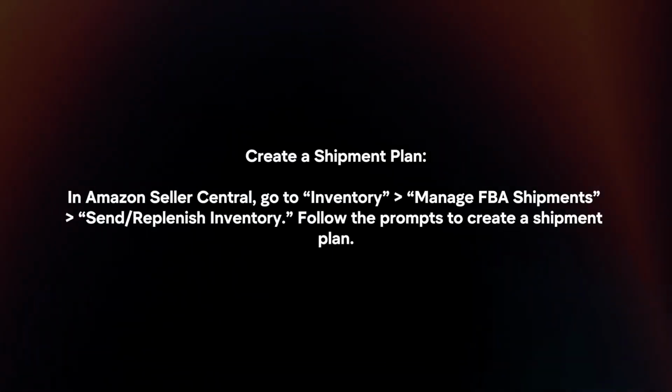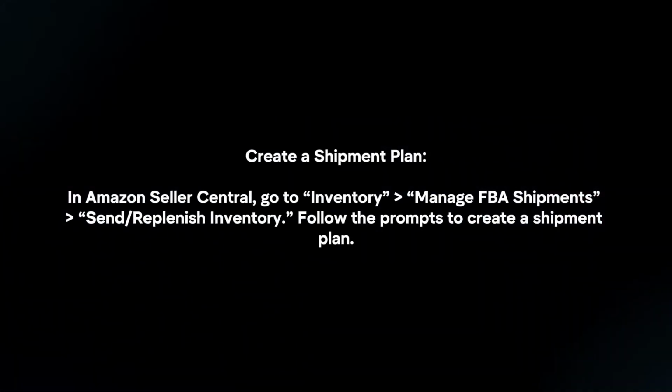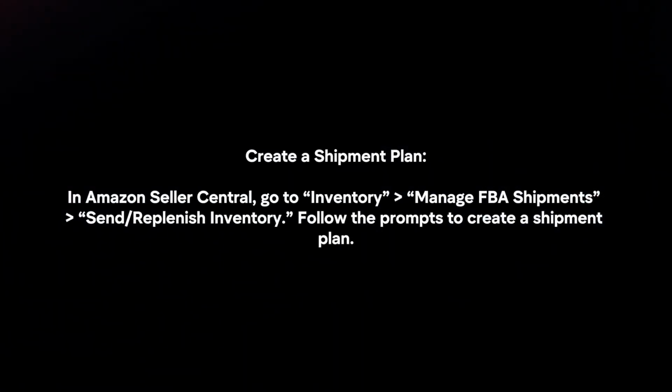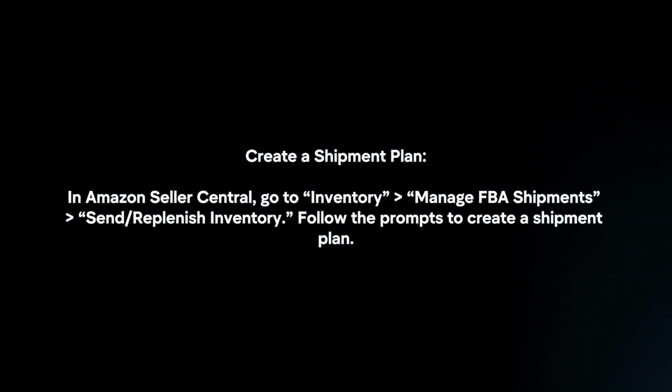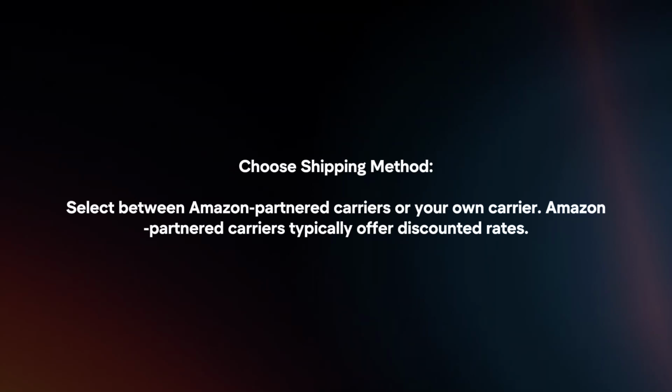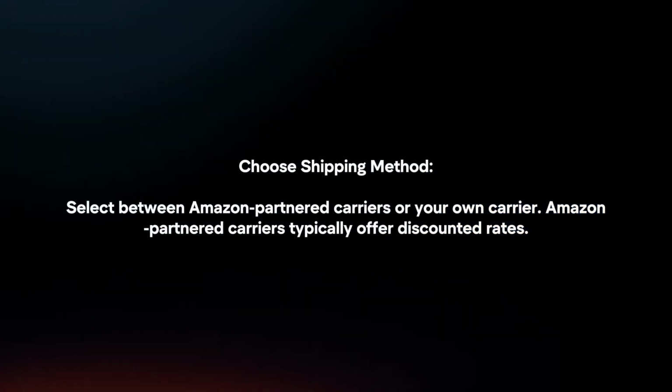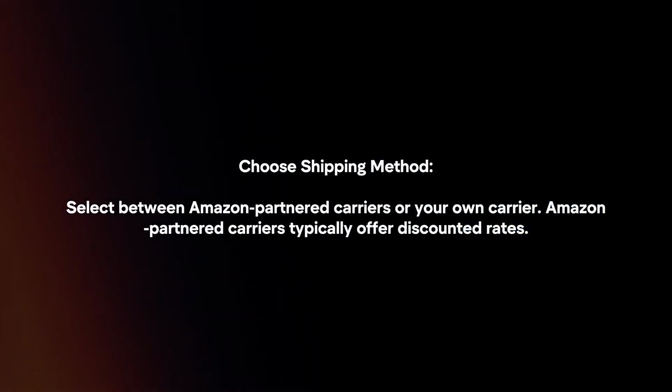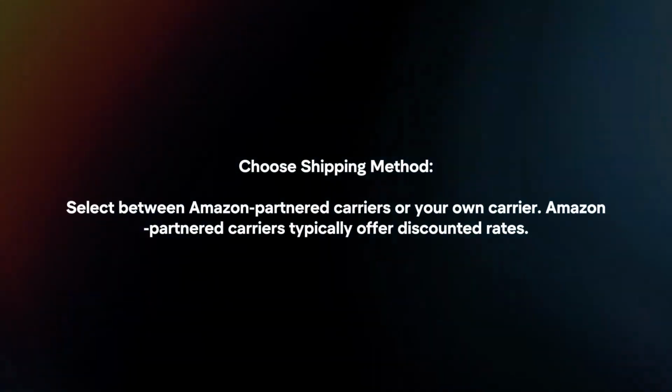Create a shipment plan. In Amazon Seller Central, go to Inventory, Manage FBA Shipments, Send or Replenish Inventory. Follow the prompts to create a shipment plan. Choose shipping method. Select between Amazon partnered carriers or your own carrier. Amazon partnered carriers typically offer discounted rates.